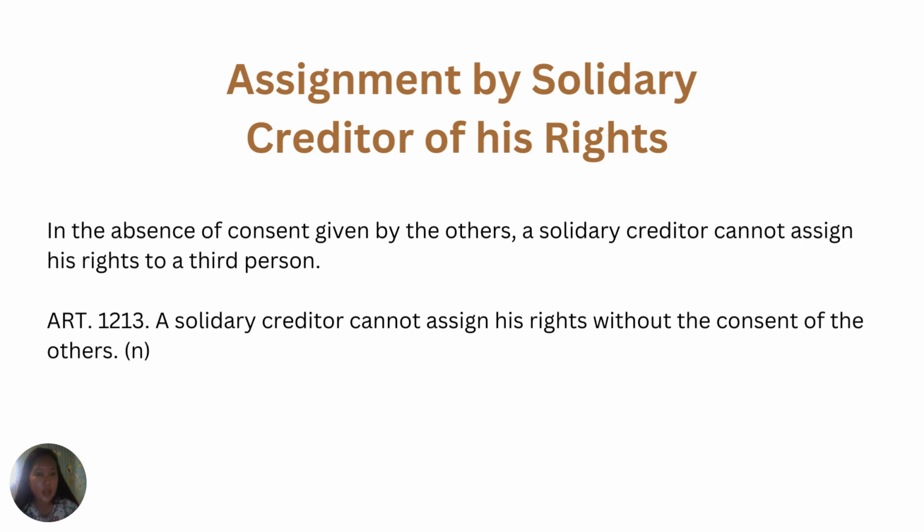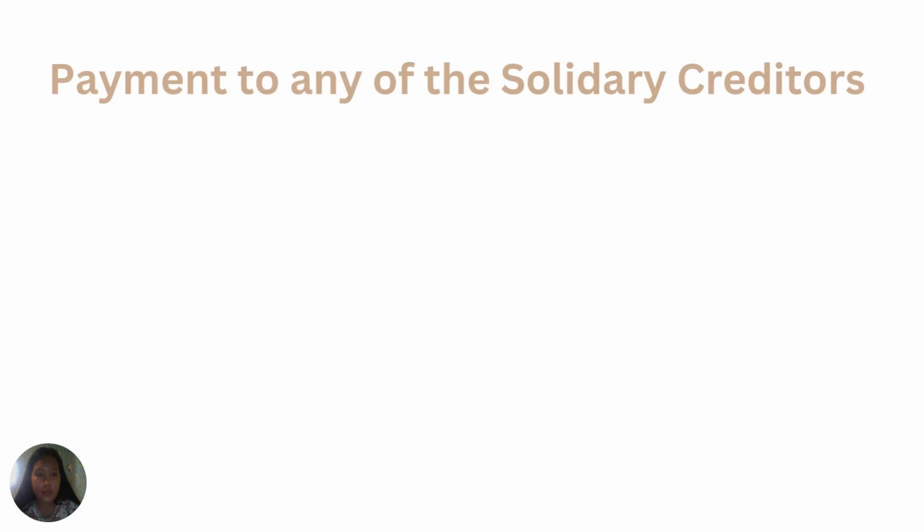The reason behind this prohibition is that each creditor represents the other, and the assignee may not have the confidence of the original solidary creditors, considering that the assignee, after receiving payment, may not give the shares of the others. If the assignment is made to a co-creditor, the consent of the other creditors is not necessary. So according to Article 1213, a solidary creditor cannot assign his right without the consent of the others.